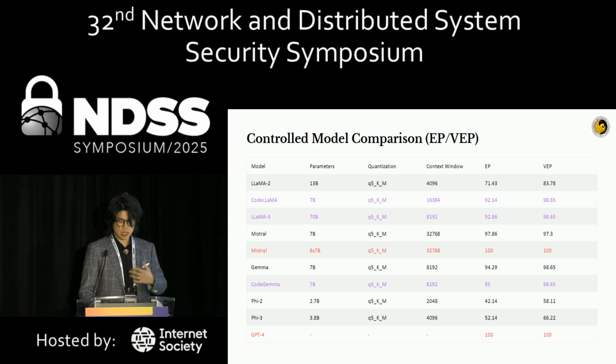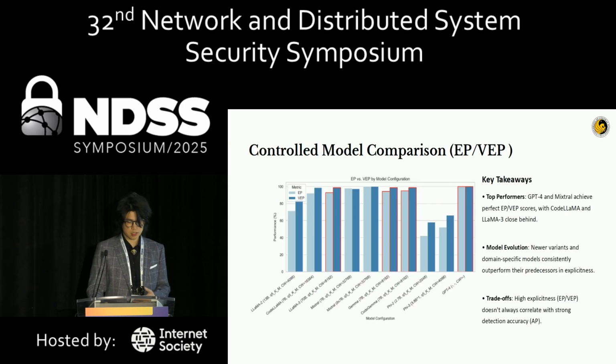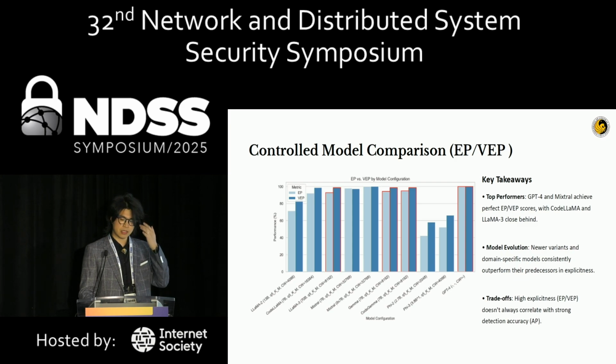So EP counts the fraction of files that directly give a yes or no statement, and the VEP reflects how many vulnerabilities get at least one explicit verdict. This chart is basically another representation of the table we have in the previous slide. GPT-4 and the mixture top at 100% here, never missing a clear yes or no. CoLlama and Llama 3 also score high, showing that newer or domain-tuned models can be very explicit.